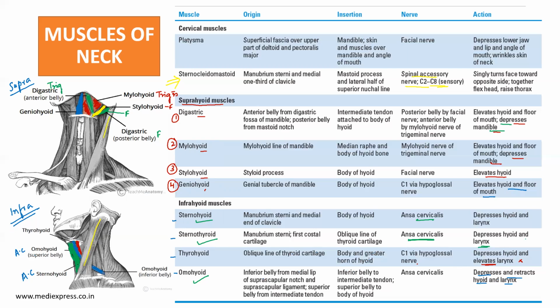These are the muscles of the neck. Once again, the cervical muscles are platysma and sternocleidomastoid. Then we have suprahyoid muscles and infrahyoid muscles. The suprahyoid muscles are digastric, mylohyoid, stylohyoid, and geniohyoid. Infrahyoid muscles are sternohyoid, sternothyroid, thyrohyoid, and the omohyoid muscle. This was regarding the muscles of the neck.